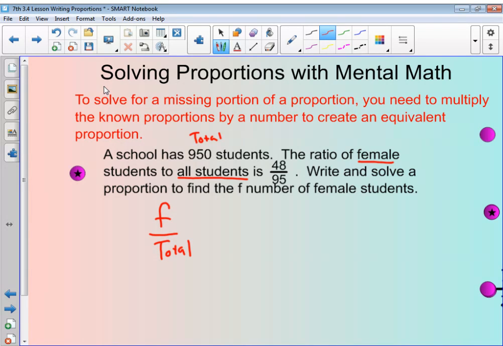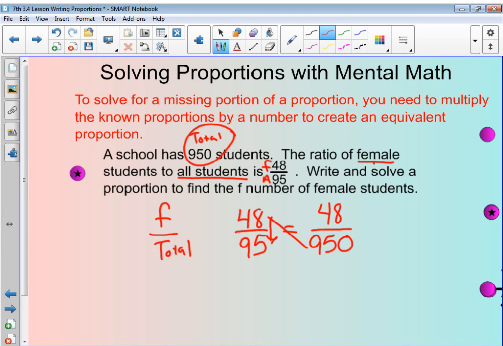Okay, so our fraction that they gave us here, female to all students, this was the female, this was the all students. The order left to right, first to second, is top to bottom. So my original rate was 48 to 95. And then my third bit of information was right here. There's 950 students total. So my total number was on the bottom. Okay, I can now cross multiply divide. Or somebody else might say, 95 times 10 would give me 950. 48 times 10 would give me 480 females.